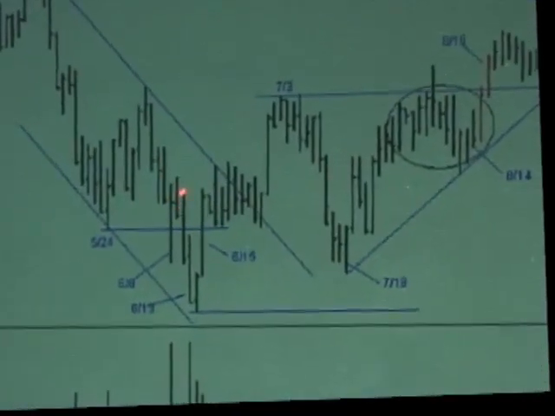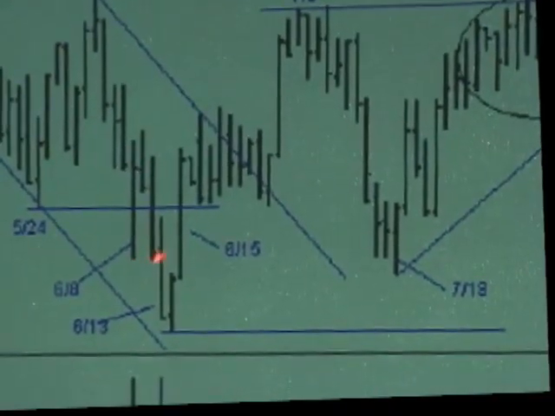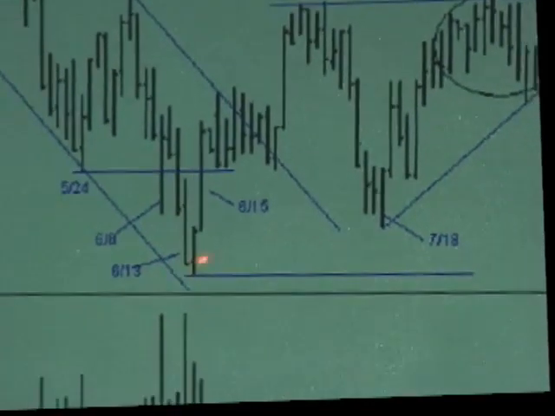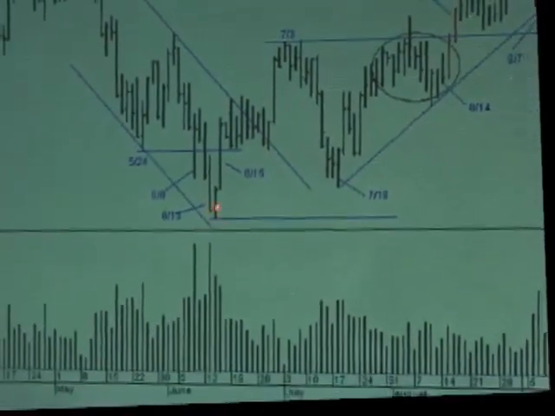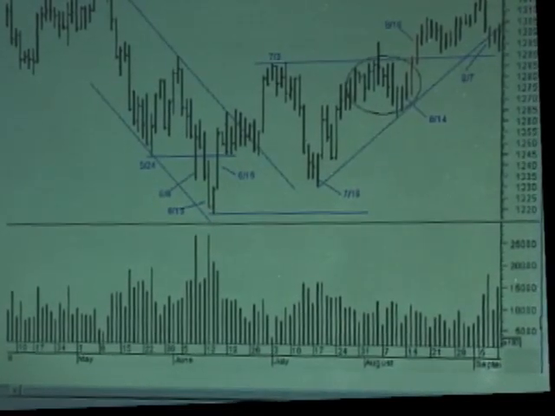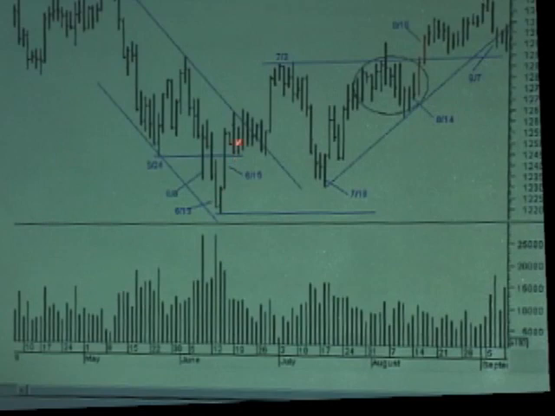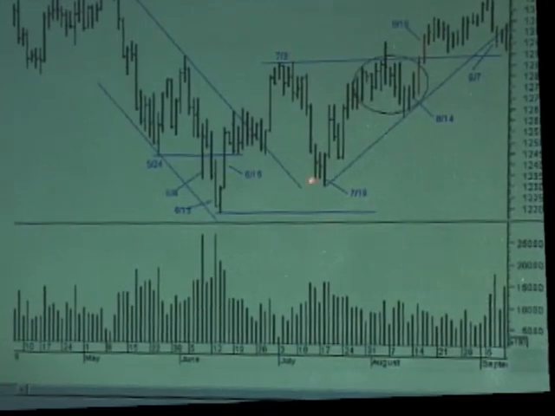It tried to go the next day and it couldn't go, and then it came right back down and closed right on the low. But on June the 13th, wide price spread, closed near the low, and very heavy volume, and we're near the bottom of the down channel. I can't say that I bought that. The market rallied away rather quickly here on June the 15th, consolidated, went higher, and another trading range started between July the 3rd and this low here, July the 18th.